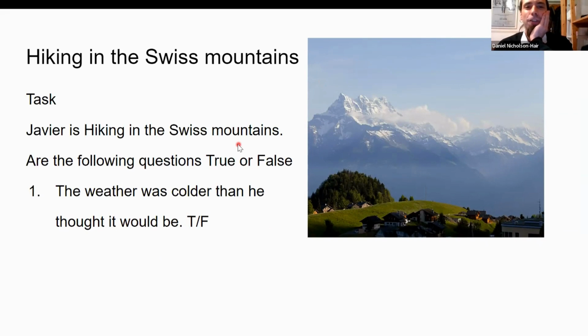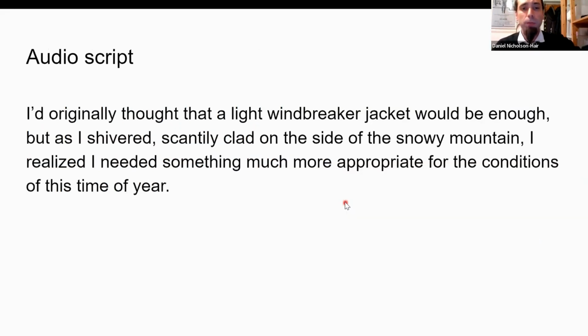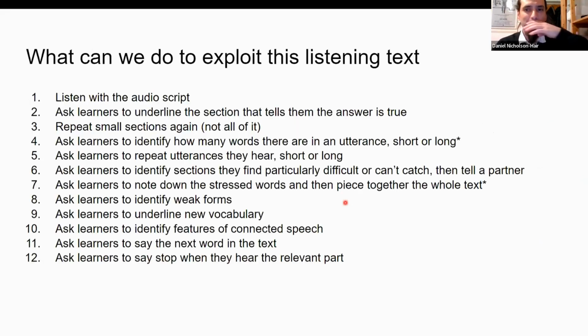Well, the point is that it's not a very well-designed task, and so it doesn't really check understanding all that well. So what I would say is we can look at the audio script. We can repeat parts of it, and we can help the learners with this. So here are my ideas. I'll go through them all with you. So number one is listen with the audio script.